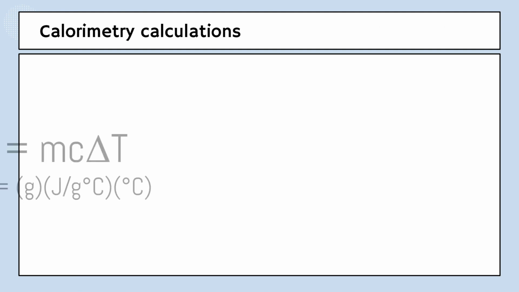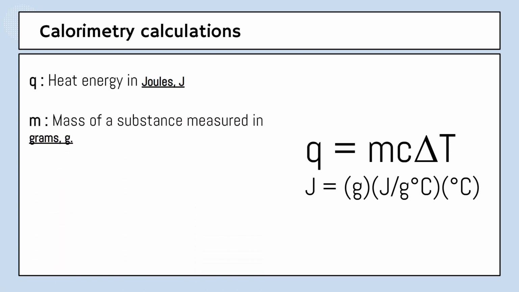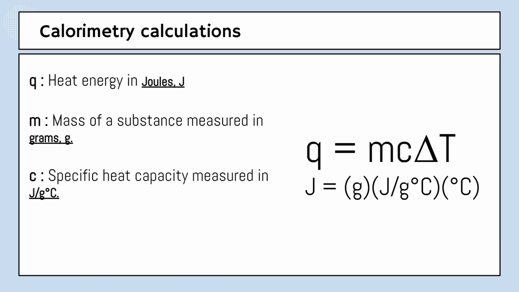Okay, so let's start with the calorimetry calculations. Q is equal to mCΔT. Q is the heat energy in joules. m is the mass of a substance measured in grams. C is the specific heat capacity measured in joules per gram degree Celsius. And ΔT is the change in temperature in degrees Celsius.